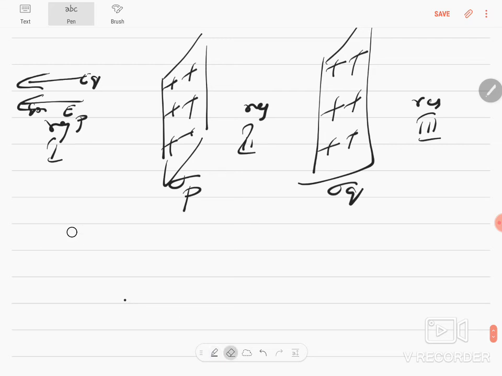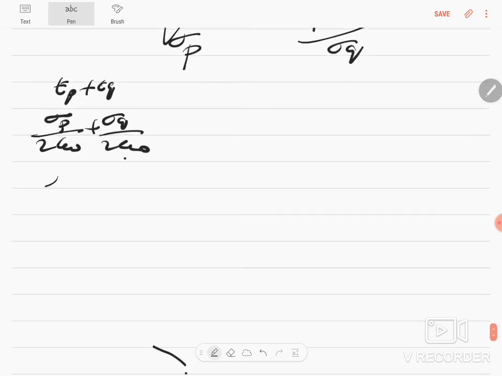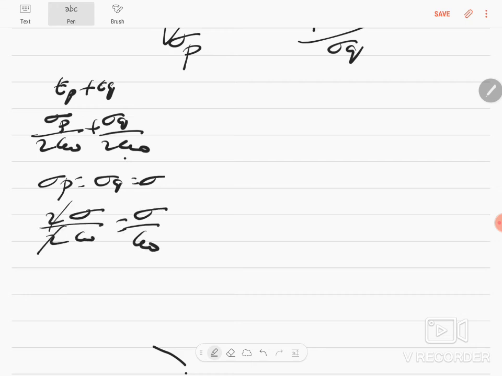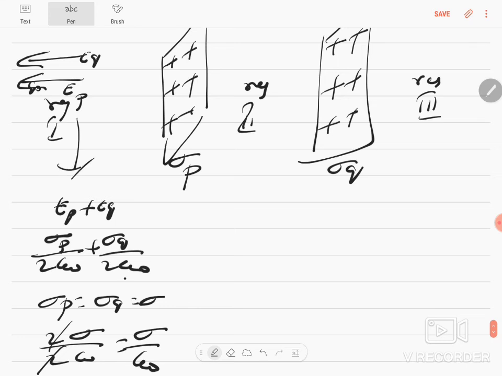Okay, we have taken the directions into account, so you don't have to write it as minus sigma P. You can write E_P plus E_Q, which is sigma P by 2 epsilon naught plus sigma Q by 2 epsilon naught. If sigma P is equal to sigma Q is equal to sigma, a uniform surface charge density, it will be 2 sigma by 2 epsilon naught. So in this case, sigma by epsilon naught will be the electric field in this region.